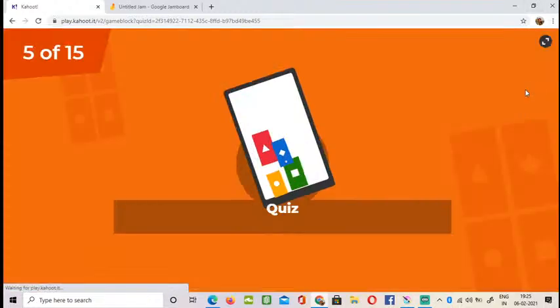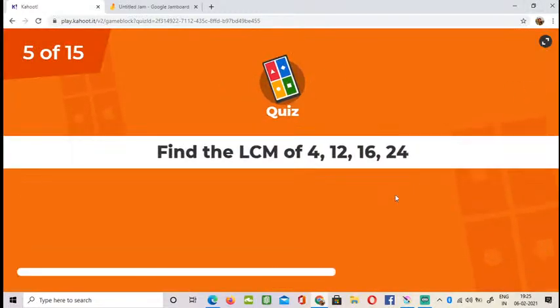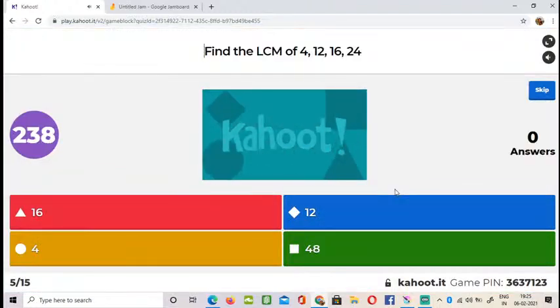So the next question is over here for you. Find the LCM of 4, 12, 16 and 24. So 4, 12, 16 and 24. So I'm waiting for the answers.